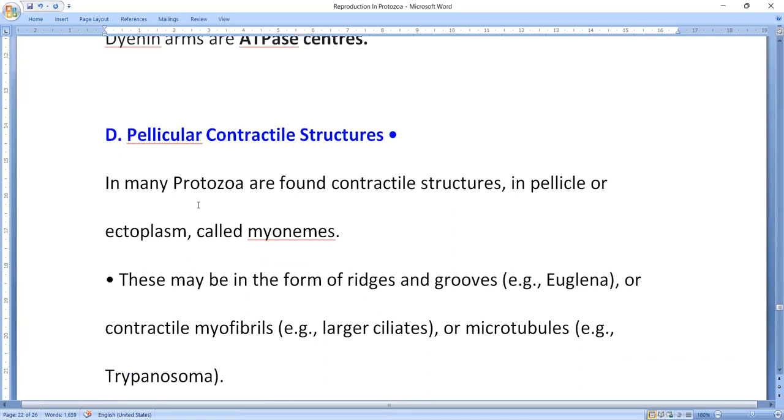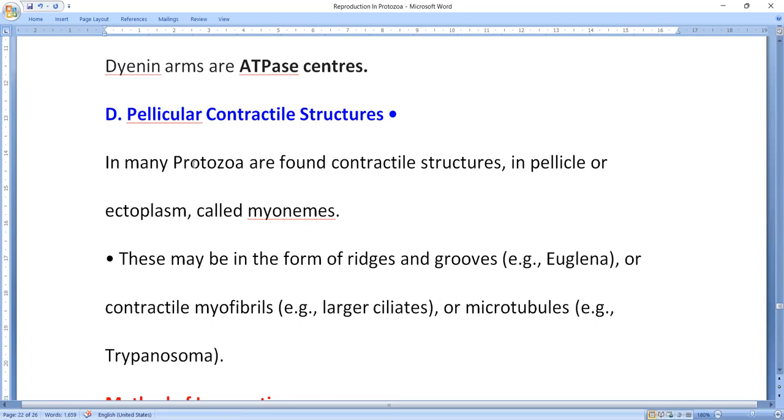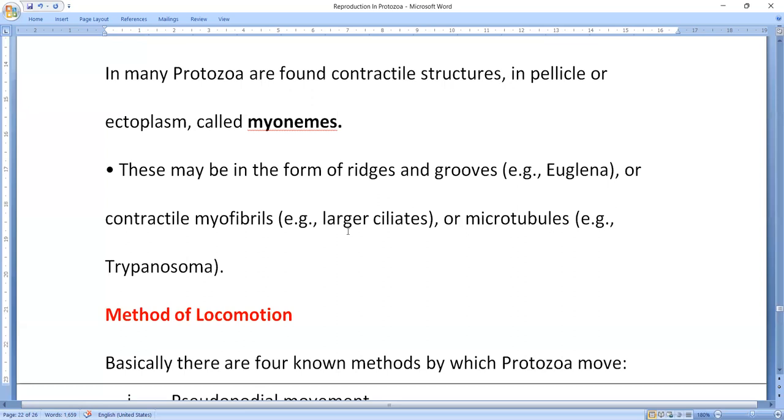Anyway, the last type of locomotor organs are myonemes. They are also known as pellicular contractile structures. In many protozoa, contractile structures are found in the pellicle or ectoplasm, and they are called myonemes. These may be in the form of ridges and grooves, like in Vorticella, or contractile myofibrils in larger ciliates, or in the form of microtubules, for example Trypanosoma. They help in slight movements.